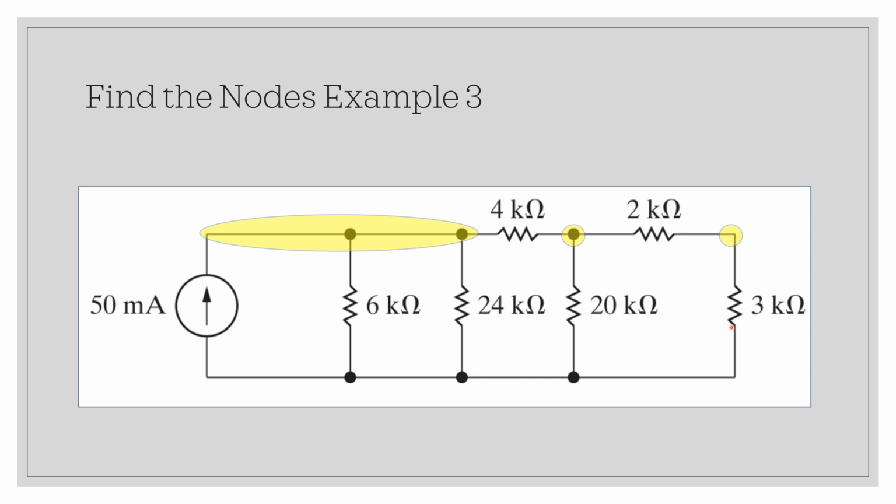And this 2K ohm resistor and 3K ohm resistor all have terminals that intersect here. And lastly, this 3K resistor has a terminal, the terminal from this 20K resistor, the terminal from this 24K resistor, this terminal from the 6K ohm resistor, and this terminal from the 50 milliamp current source all meet at this bottom node.